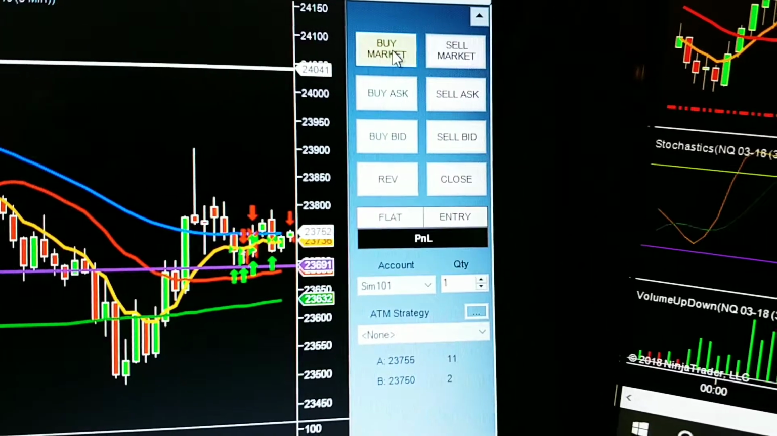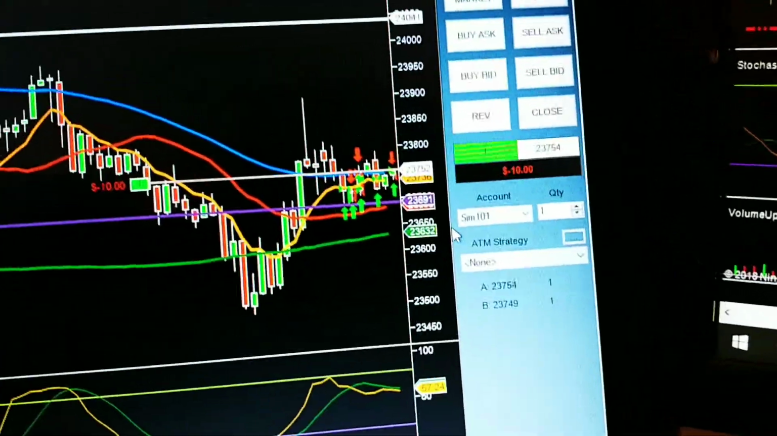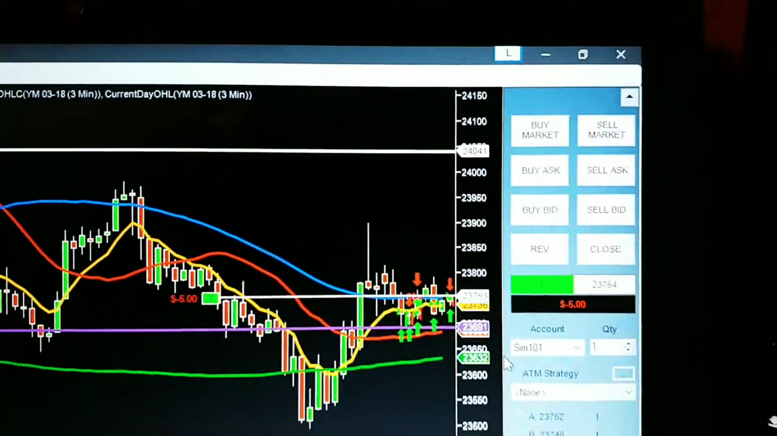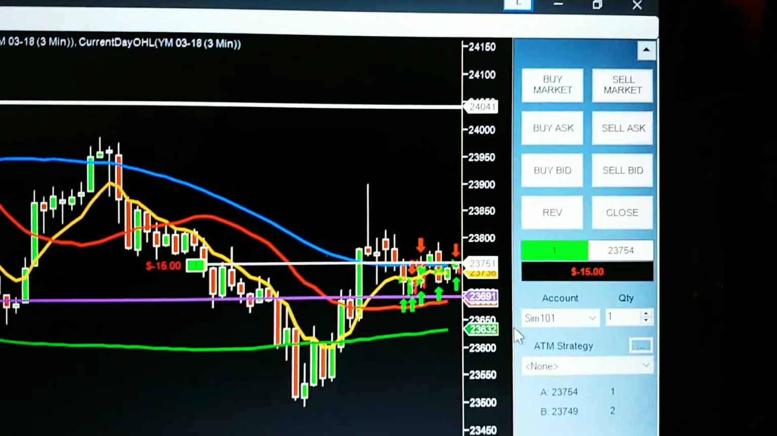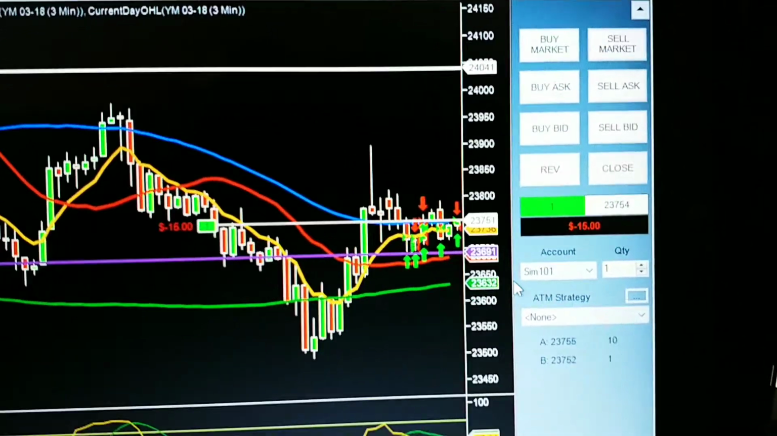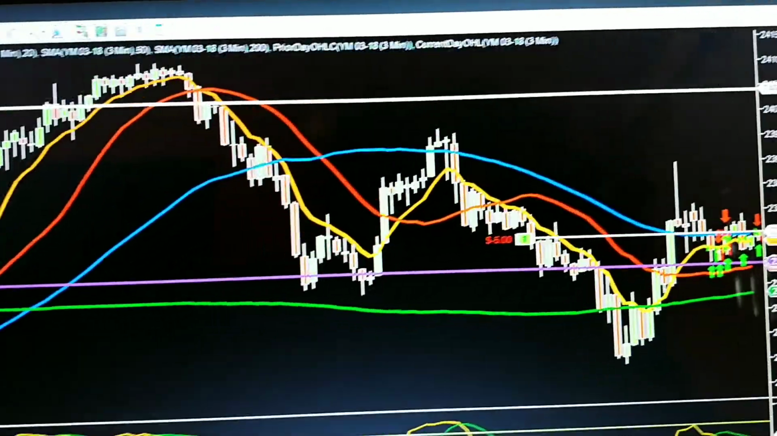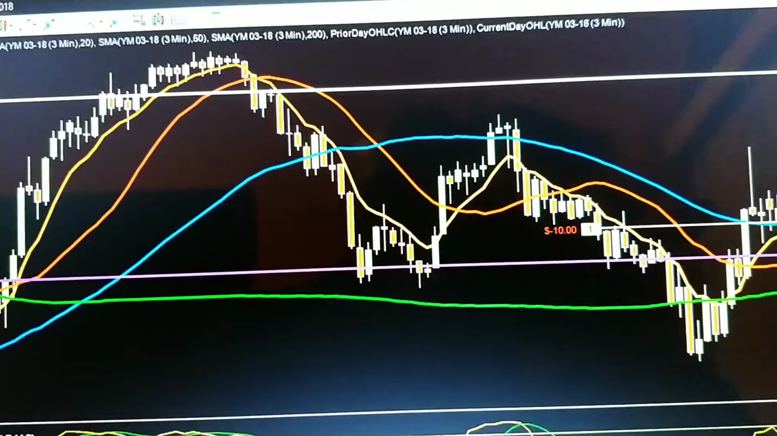But we'll buy it again. Hopefully it'll push up more so you can see you can get in and out of trades. I mean, it's not wise to just go back to back doing trades, but you can do that. So that's the beauty of trading. The futures market. You can buy and sell anytime you want to. We can just trade as much as we want.